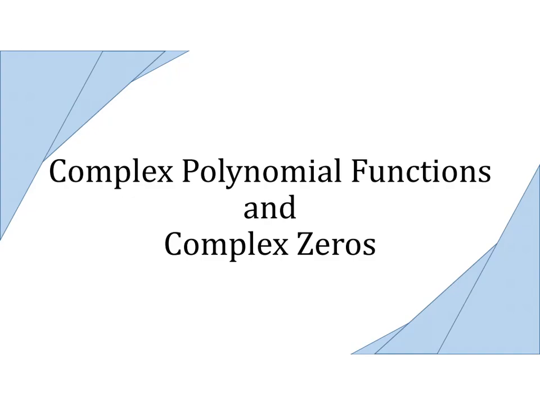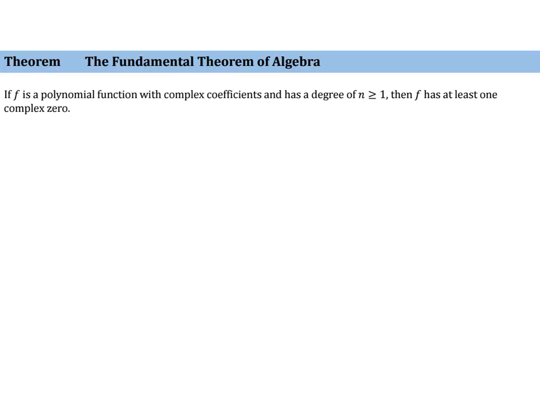Now that we have seen a review of complex numbers, let's dive in and take a look at polynomials that have complex coefficients, and we'll look for complex zeros. Remember that all real numbers are also complex numbers. So, the fundamental theorem of algebra states that if you have a degree of 1 or more on your polynomial, then you have at least one complex zero.